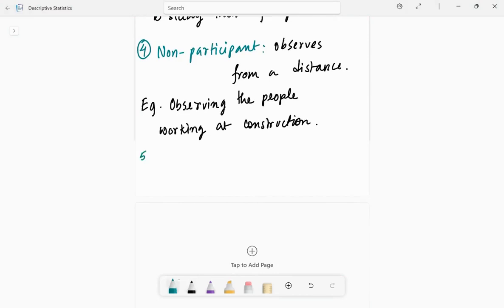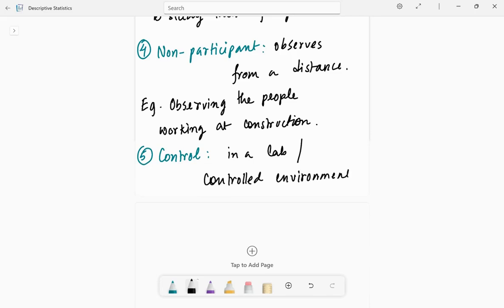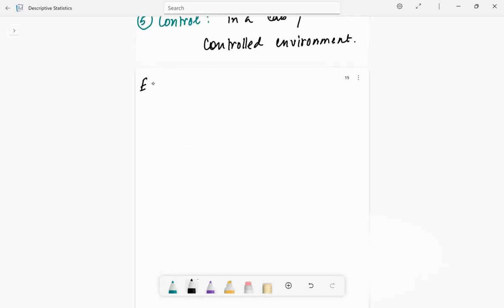Now the next point, which is control. What is control? It is conducted in a lab or controlled environment. All right. What can be the example for control? Studying animal behavior in a lab. All right. This is lab.